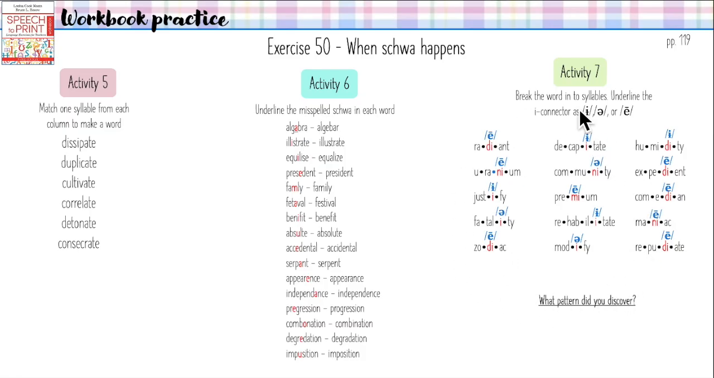Did we notice any patterns from these activities? That you often have an I connector that makes a long sound when it comes before a vowel, and it will be a schwa when it is followed by a consonant. So you start to notice that, oh, okay, you have more of an I when it comes before a vowel. Kind of interesting, isn't it?